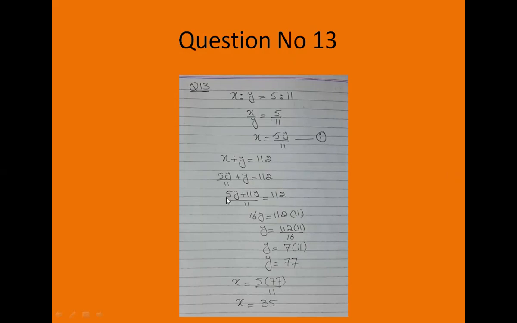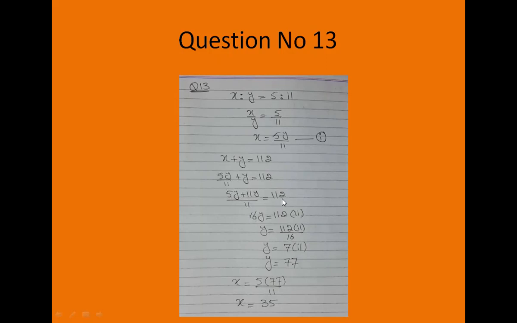Let me call that the first equation. The second equation given is x plus y equals 112. So here in place of this x, I will substitute this value. In place of x, I will substitute 5y/11, plus y equals 112. So 11 will be the LCM here. So you will have 5y plus 11y equals 112 times 11. 5y plus 11y, that will be 16y.